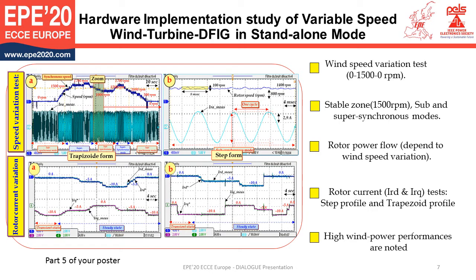We can show in the bottom side the rotor current variation using trapezoid and step forms, and we can show that high wind power performances are noted, especially in transient and steady states.